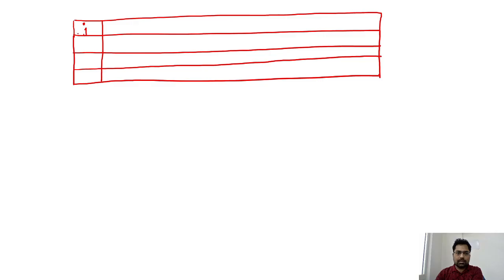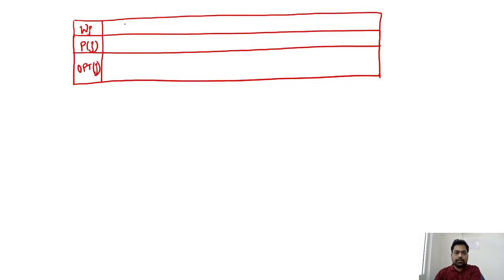J stands for the tasks, W of J, then P of J, OPT of J. Let's change it. No doubt J will be based on that. P of, sorry, W of J. That could be better and that could be very much easy to understand. OPT of J. So what we have to find out?